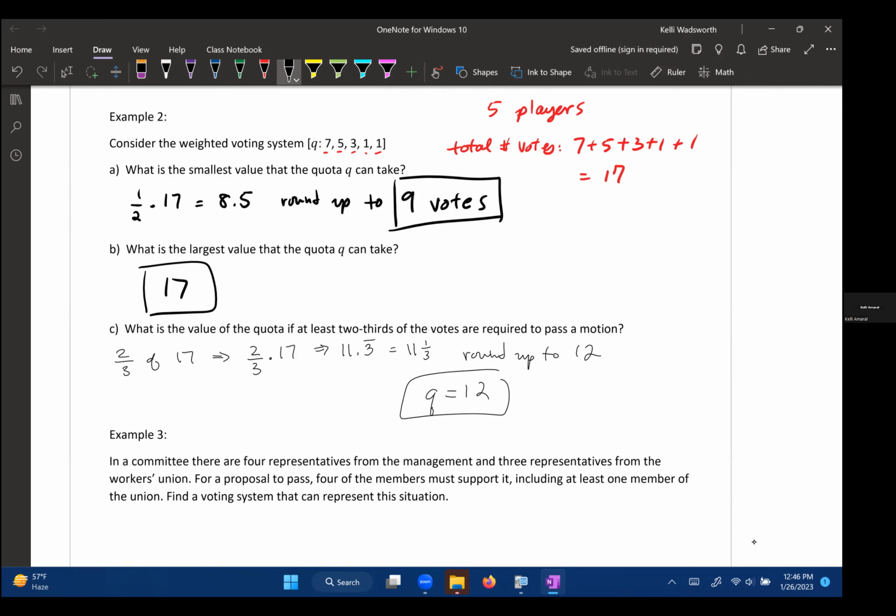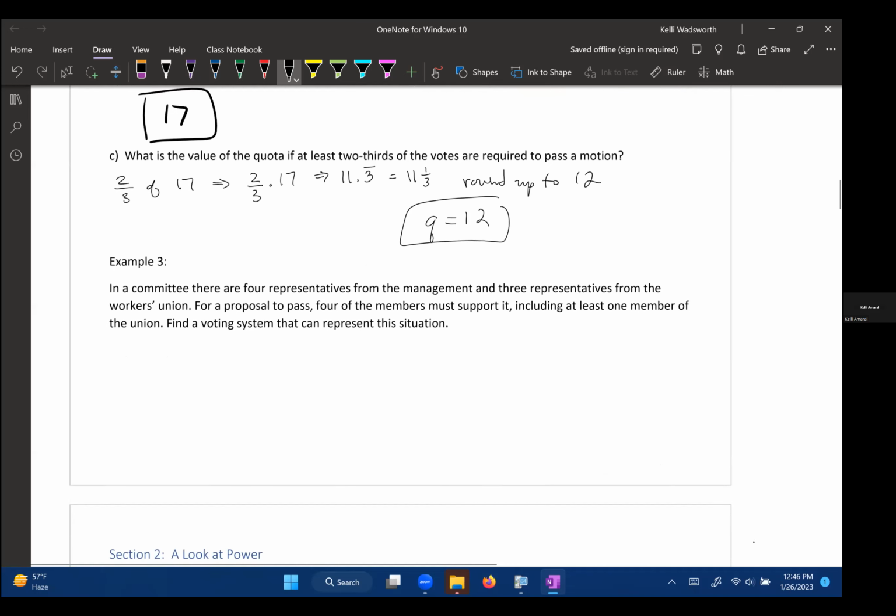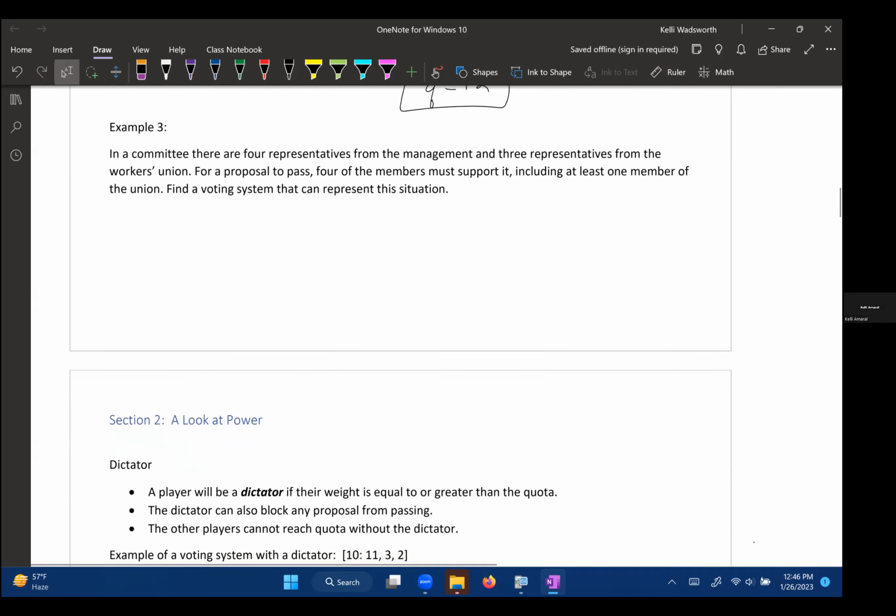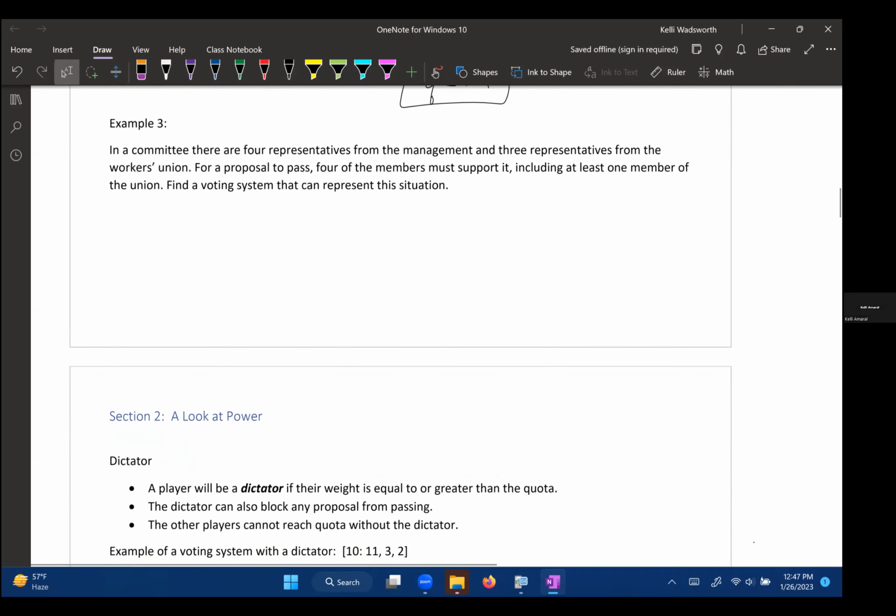Okay, hopefully that made sense. All right. So now we've got a lot of vocabulary under our belt. We know about the weights and the players and the quotas. So let's see if we can answer this question. I'm just going to put it to the top of the screen to give me room, but we'll do this in a separate video here.